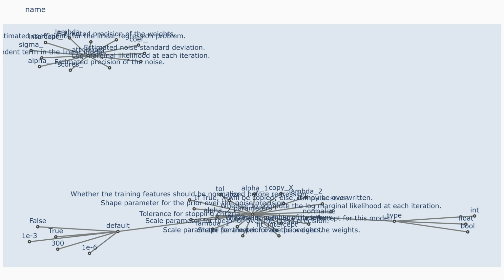sklearn, linear model, Bayesian Ridge. A detailed explanation. Introduction. The Bayesian Ridge class in scikit-learn implements Bayesian linear regression with regularization. This approach combines the strengths of both traditional linear regression and Bayesian statistics, offering robust and flexible predictions.